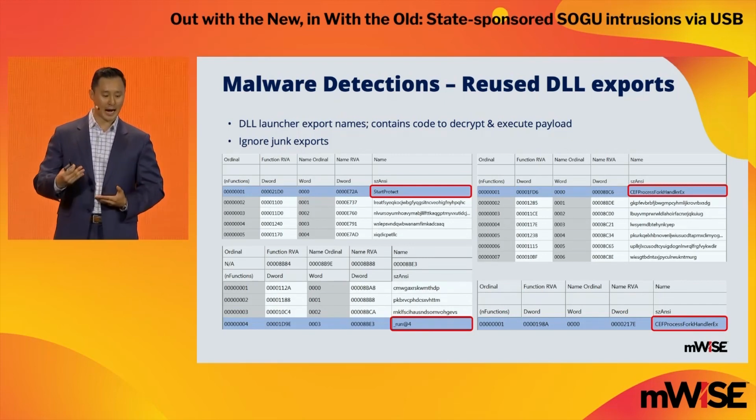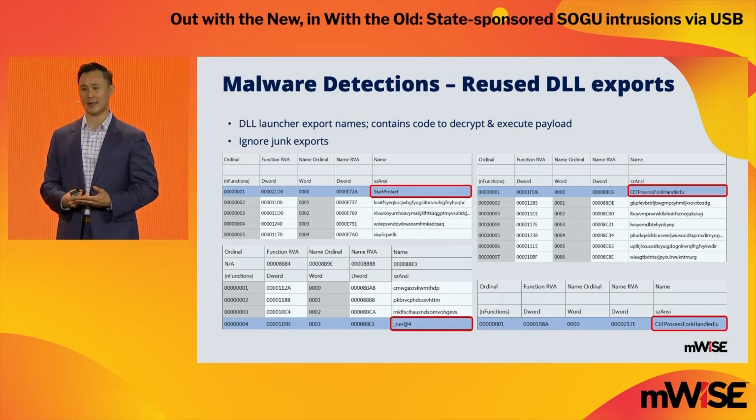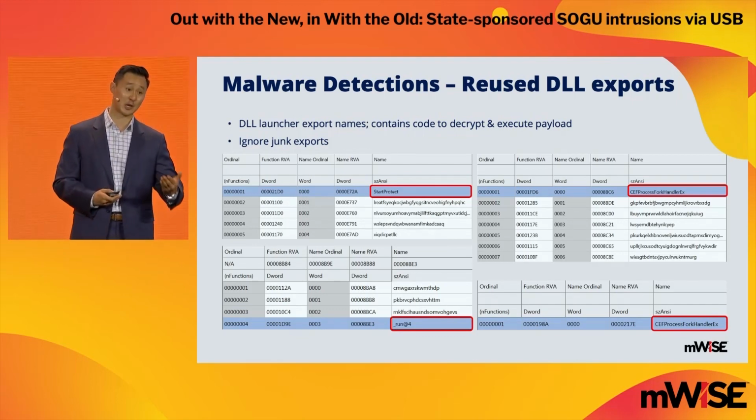The threat actors try to hide the specific export of importance with these junk DLL exports. They don't perform any meaningful functionality, and we can ignore those.